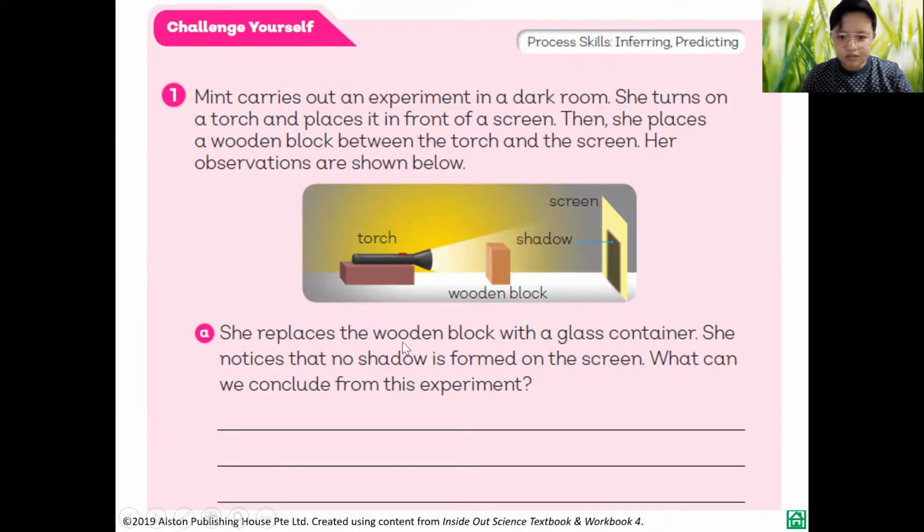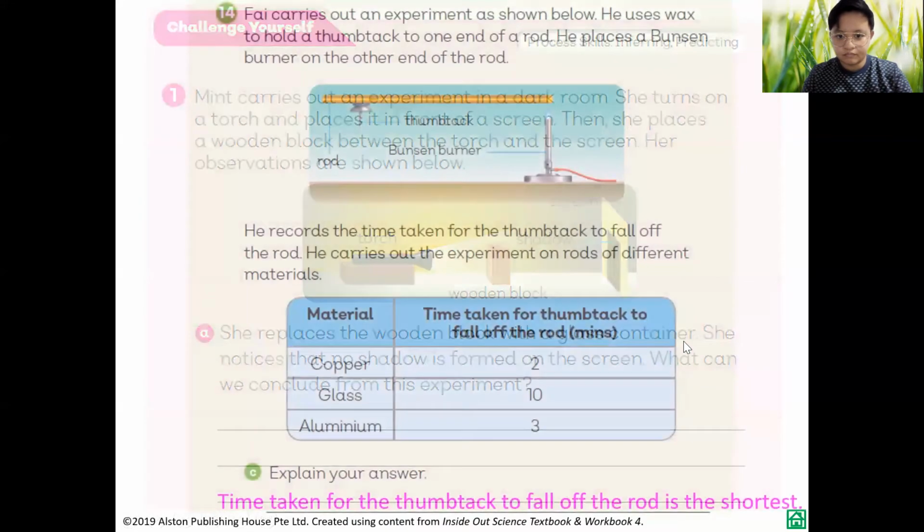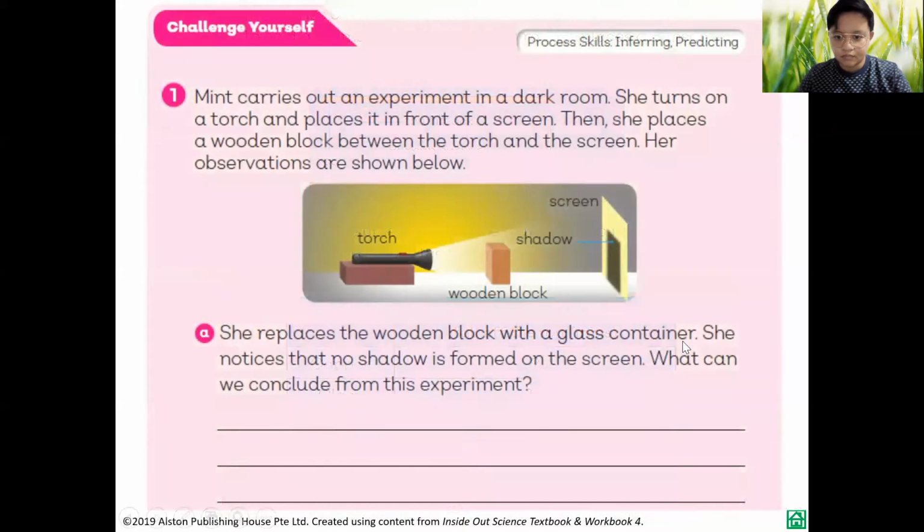A, she replaces the wooden block with a glass container. She notices that no shadow is formed on the screen. What can we conclude from this experiment? In this picture, there is a wooden block, but it was replaced with a glass container. She notices that no shadow was formed.